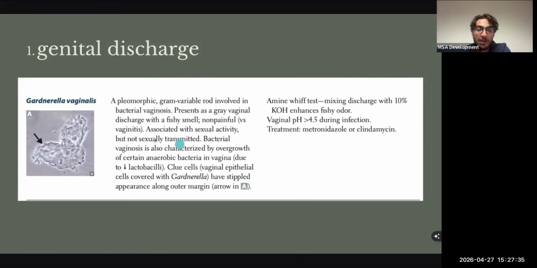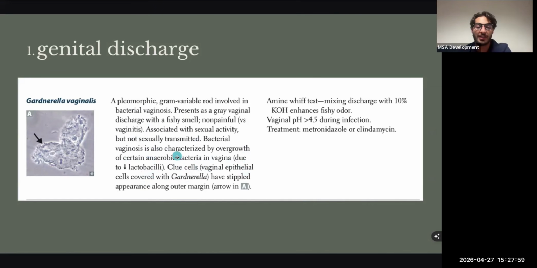So it's non-painful, associated with sexual activity, but not sexually transmitted. Okay, because this is important. This Gardnerella is not a sexually transmitted disease, but one of the risk factors for it is a lot of sexual activity, and that's because you're losing the normal vaginal flora, which is the lactobacilli. So BV is also characterized by overgrowth of certain anaerobic bacteria in the vagina due to decreased lactobacilli.